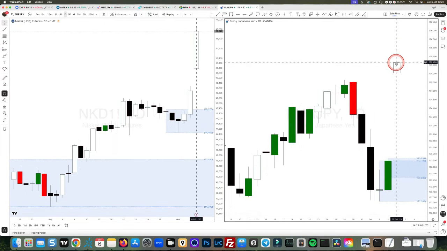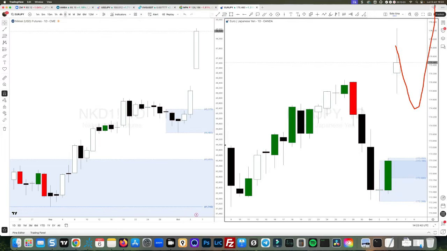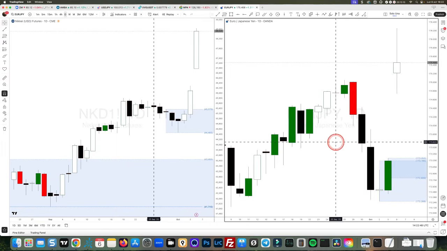Otherwise, it probably will sort of do this and then rally again, creating a new imbalance. Okay, so what is exactly going on here? How does the Forex correlation work between the Nikkei and the Japanese yen cross pairs?